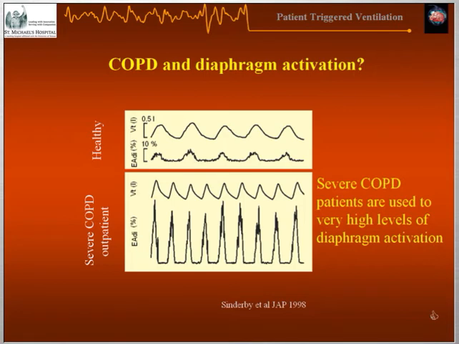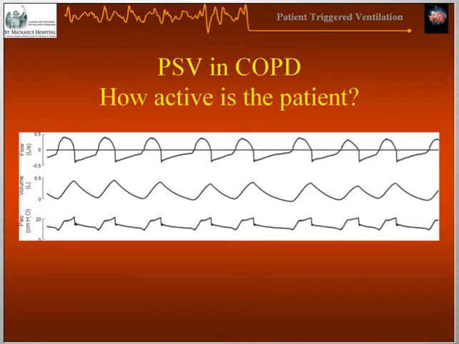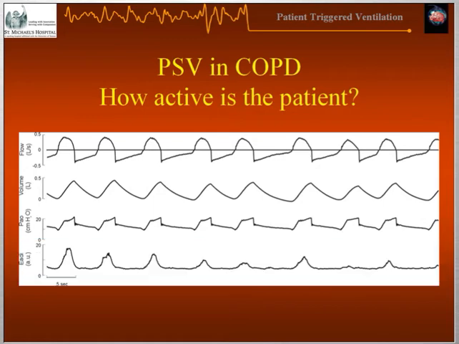So severe COPD patients are used to very high levels of diaphragm activation when they are not treated in the ICU. Now, here is a pressure support ventilated COPD patient in the ICU. Can anybody here tell me how active this patient is? We have the flow tracing, looks nice. We have a volume tracing, looks nice. We have airway pressure, doesn't look too bad. Now, we put the diaphragm electrical activity at the bottom.